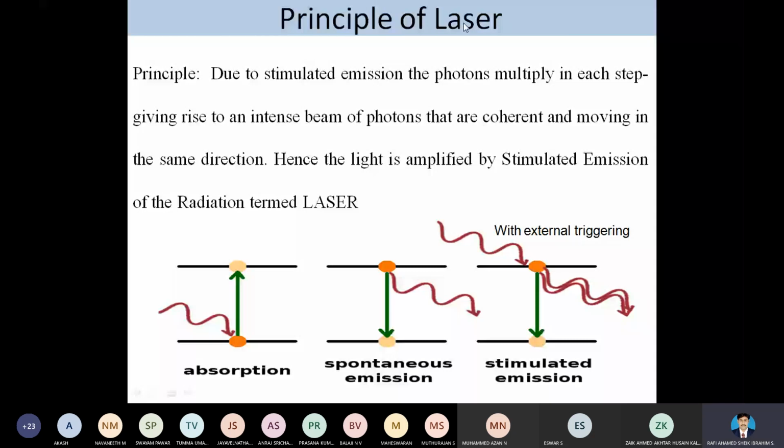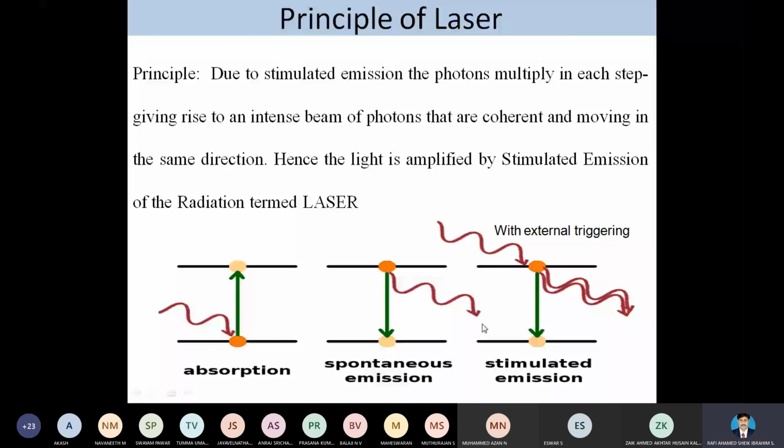So how does this stimulated emission take place? For this stimulated emission to occur, what is the mechanism that we have to study? You can see here we have three different structures. Here we have one structure, mentioned as absorption. Here we have a second structure, mentioned as spontaneous emission. Here we have the third structure, mentioned as stimulated emission.